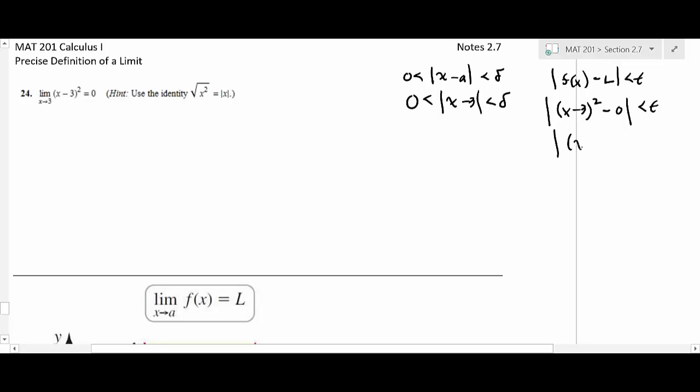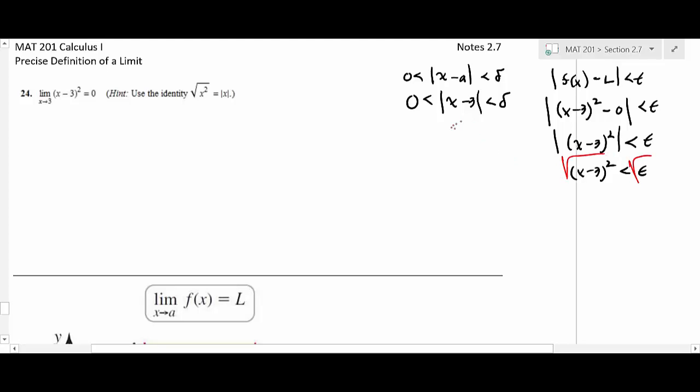Okay, so that's going to leave us with (x minus 3) squared is less than epsilon. Again, if we take the absolute value of an expression being squared, since this thing is always positive, we could just write this now like this. We really don't need that absolute value, so we can just write this as (x minus 3) squared is less than epsilon. Then we can take the square root of both sides.